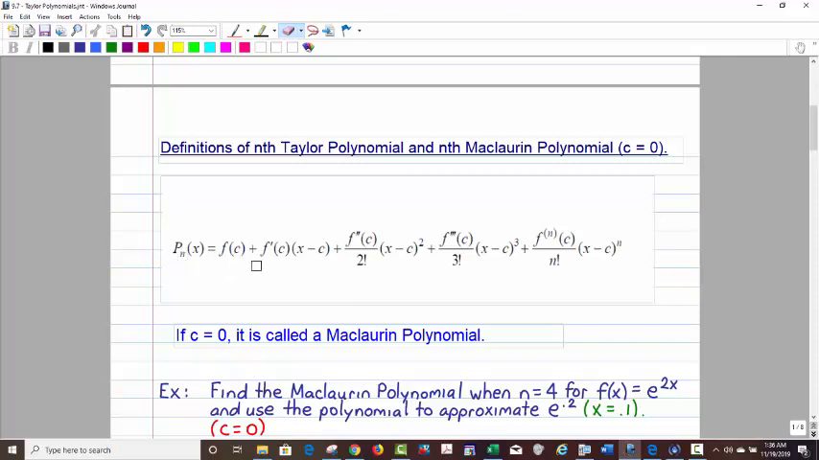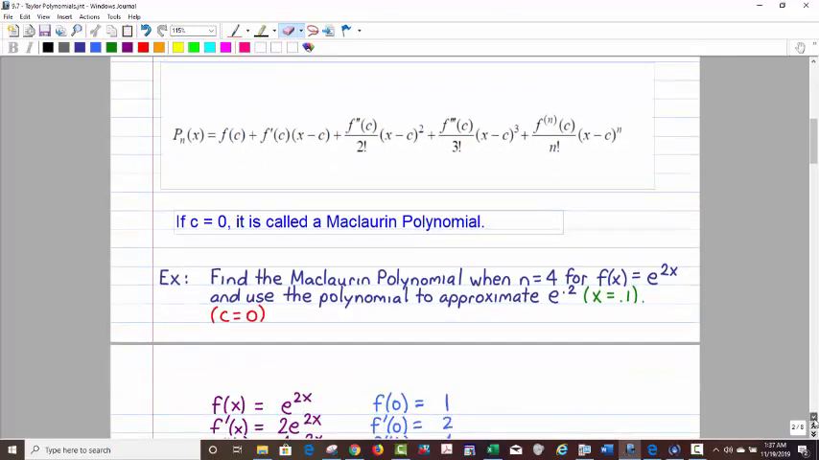It would be f of c plus f prime of c times x minus c, plus f double prime at c over 2 factorial. 2 factorial, of course, is 2 times 1. Times x minus c squared. Third derivative at c over 3 factorial, x minus c cubed. And it would just keep following that pattern on and on. Next one would be the 4th derivative at c over 4 factorial, x minus c to the 4th. So it would keep going on and on and on.